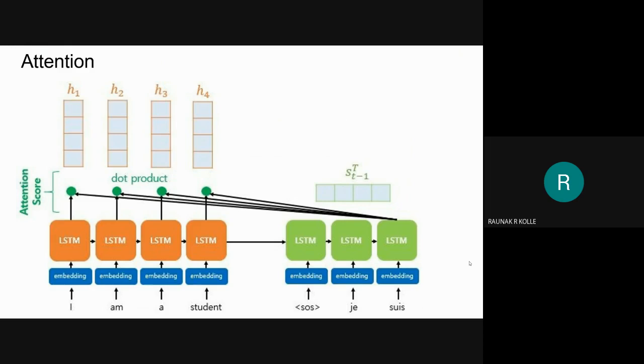Here we can see that the English sentence "I am a student" is given to an LSTM model, and the same sentence in French is given as the input to the LSTM model. Their respective dot product, that is the dot product between the output of the LSTM from the French and the LSTM from the English model, is then calculated to find the attention score.